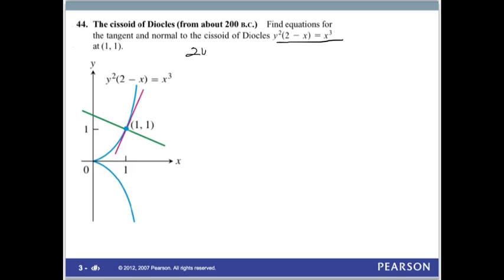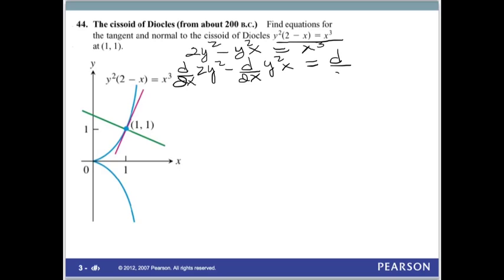We will get 2y squared minus y squared x equals x cubed. And now we're going to follow the procedure of taking d/dx of both sides. So d/dx of 2y squared minus d/dx of y squared x equals d/dx of x cubed.